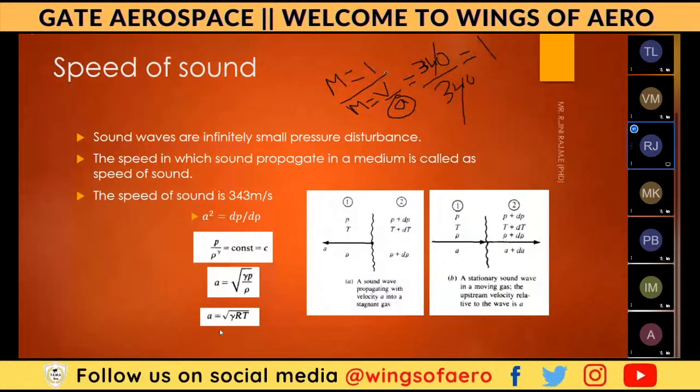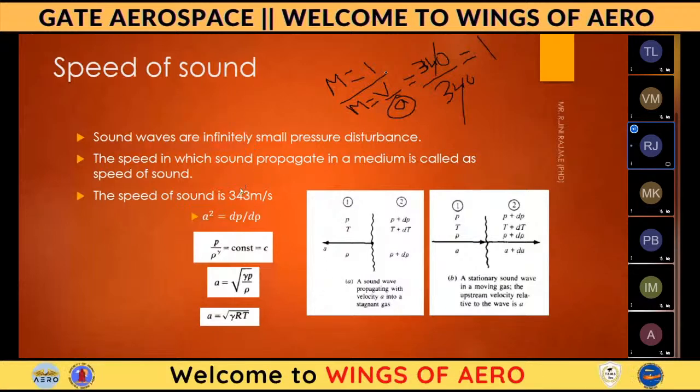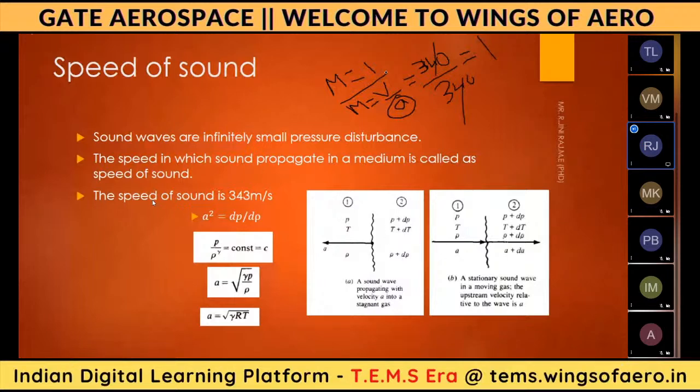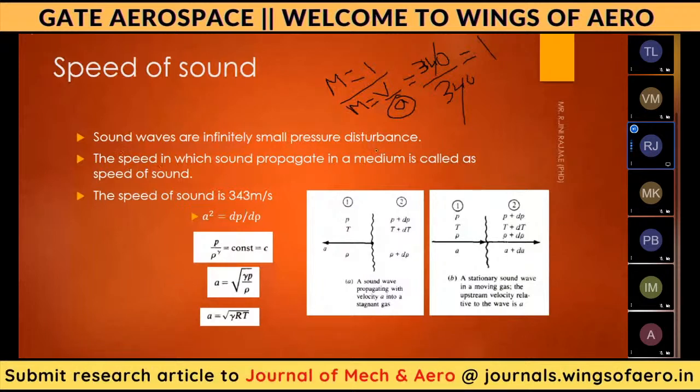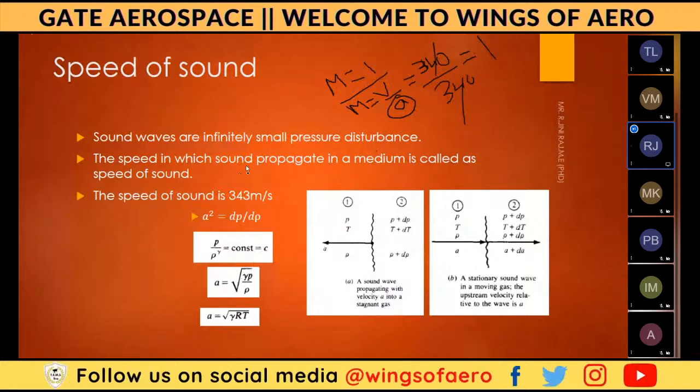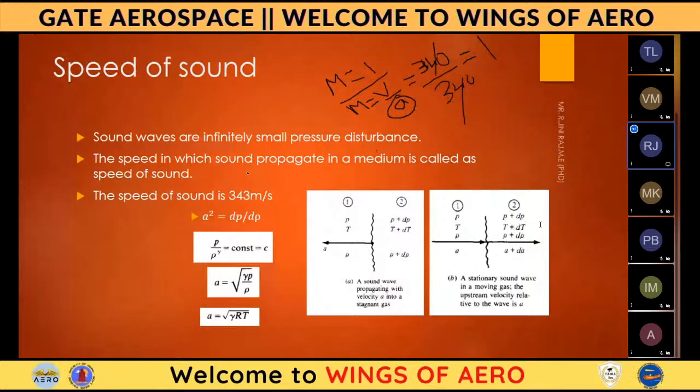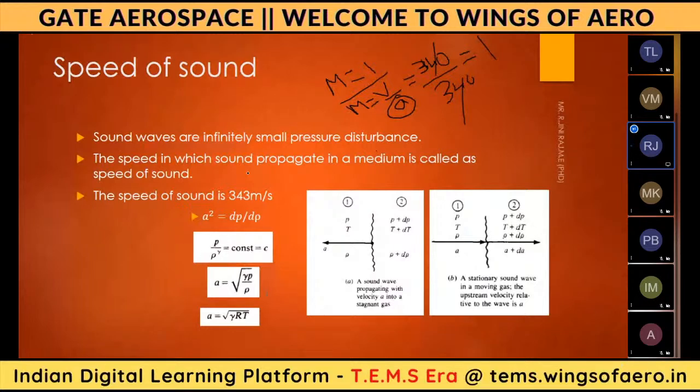So in supersonic flows, everything, the Mach number, subsonic flow, supersonic flow, is adapted from the speed of sound only. So first of all, we should know what sound waves are. The sound waves are infinitely small pressure disturbances that propagate in a medium at a particular speed, traveling at a velocity of 343 meter per second.